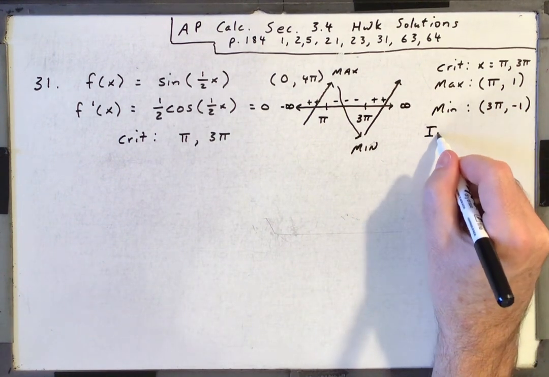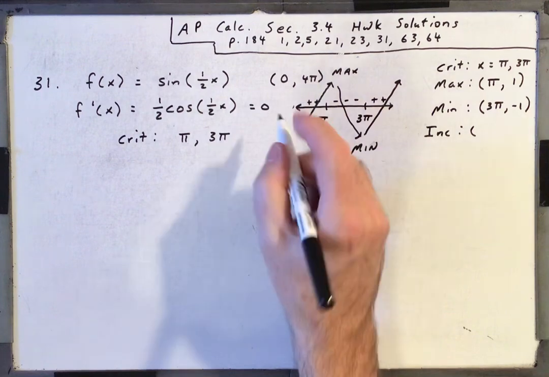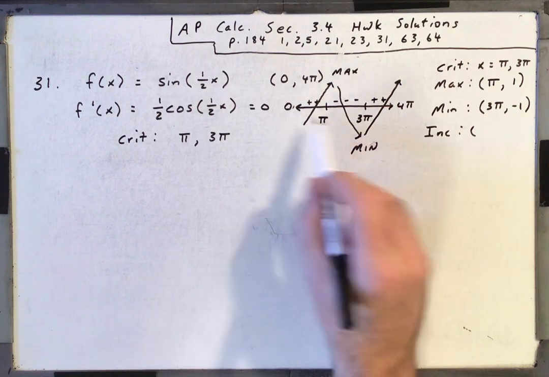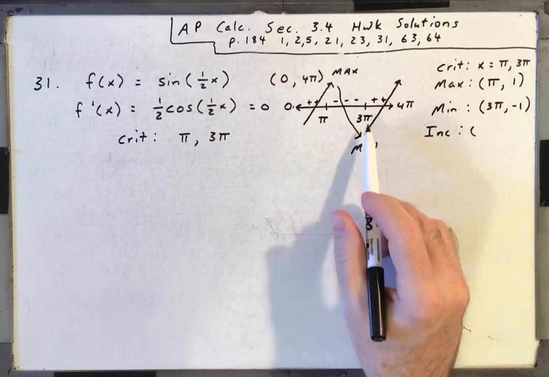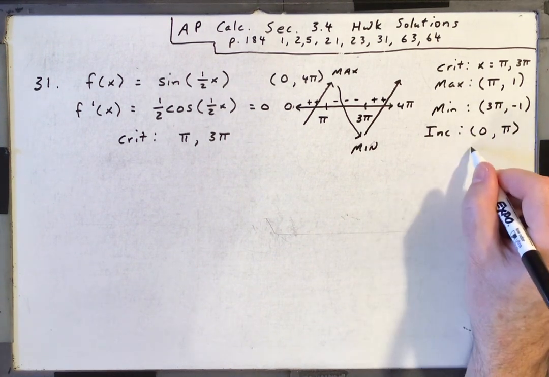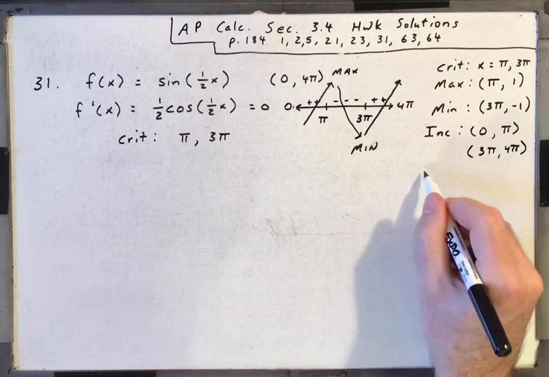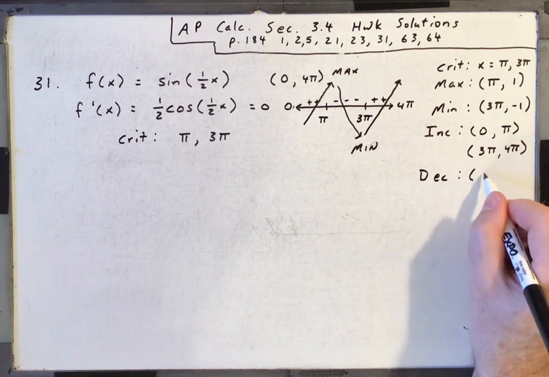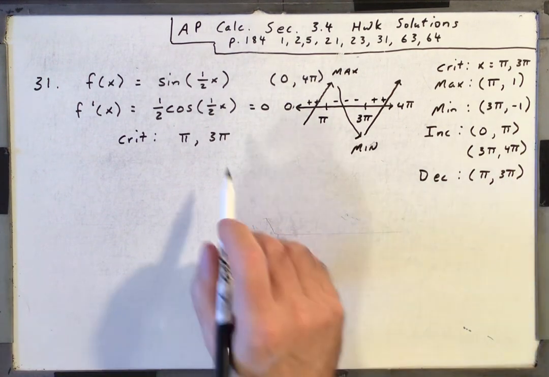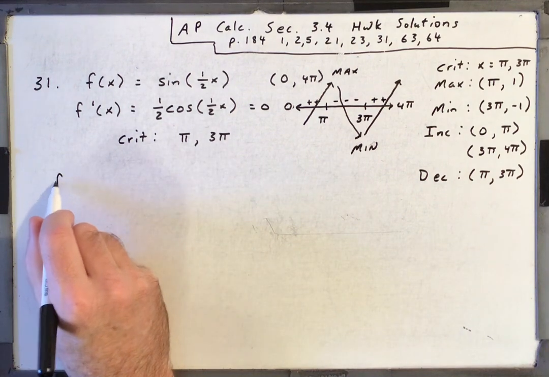We are increasing from, and I apologize so much, the end points here are 0 and 4 pi. So instead of negative infinity to positive infinity, 0 to 4 pi. Otherwise, we'd have an infinite number of critical points, right? So 0 to pi, and also again from 3 pi to 4 pi. And we're decreasing from pi to 3 pi. Okay, a little more thought has to go into this. You have to think about that unit circle. Get that out. You'll get the unit circle on the test.